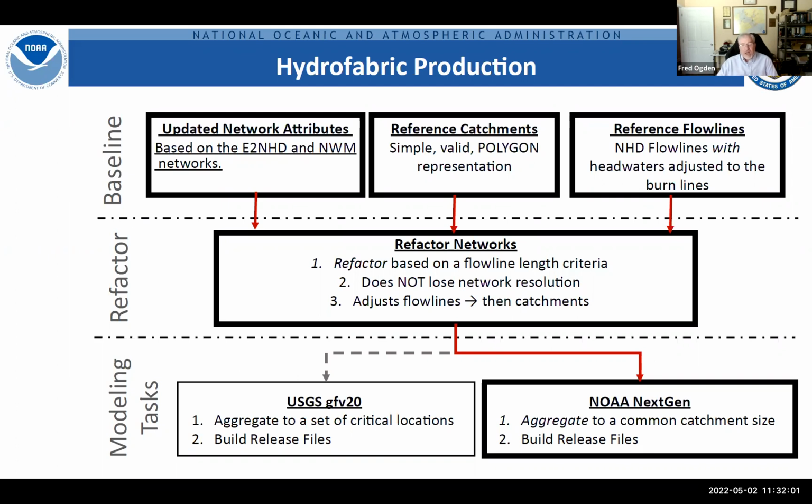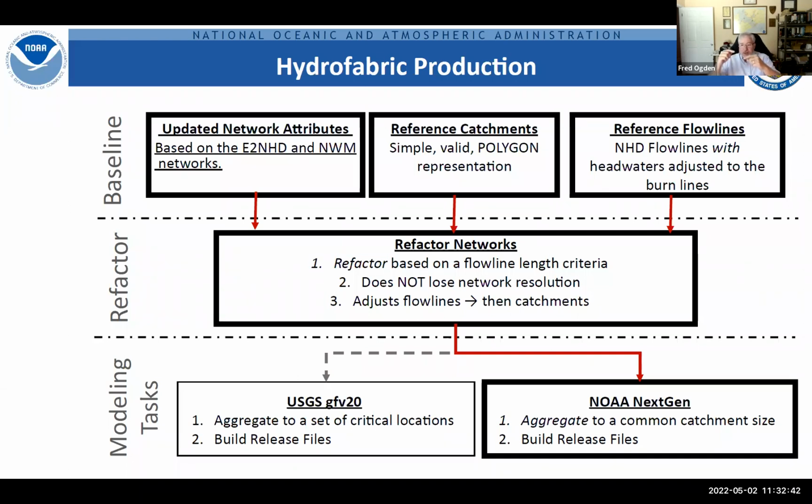The NHDPlus has a lot of really small reaches that are formed by near adjacent junctions of tributaries coming into a main stem. And those little small computational reaches are not optimal for computation. So we want to refactor those. The first thing that we do is we refactor them based on flow line length criteria, and we do it in a way that doesn't lose network resolution. It adjusts the flow lines and then the catchments, because in the National Water Model context, we require correspondence between catchment and flow line IDs.